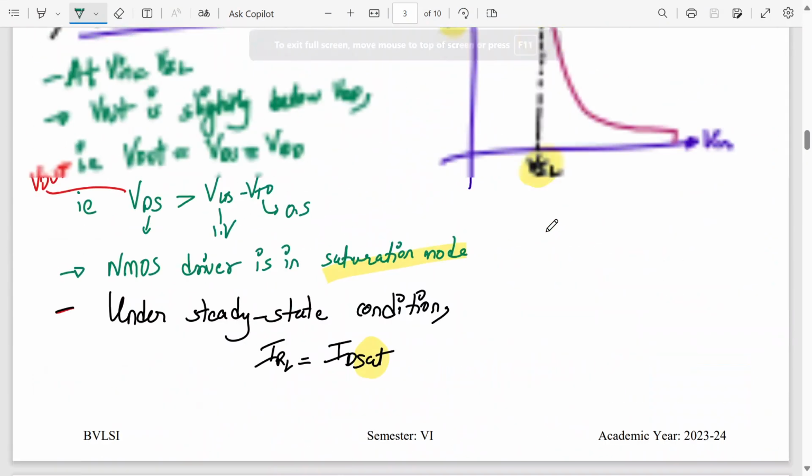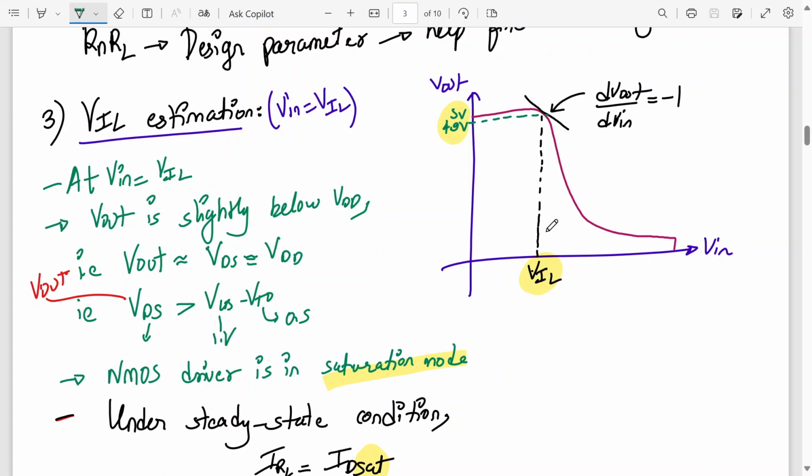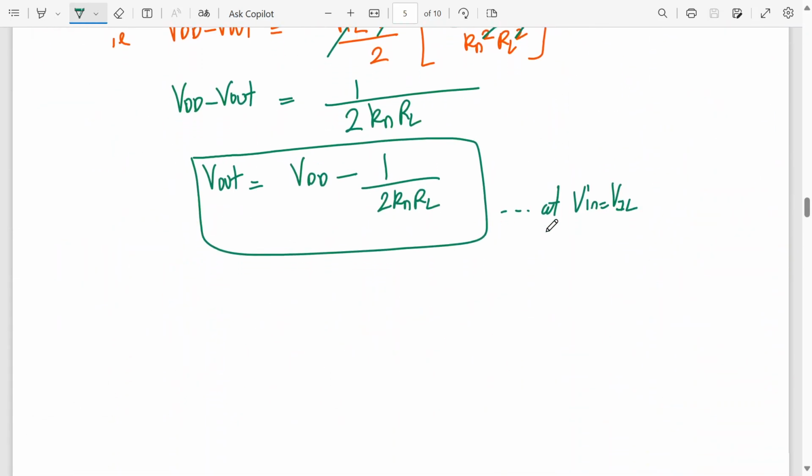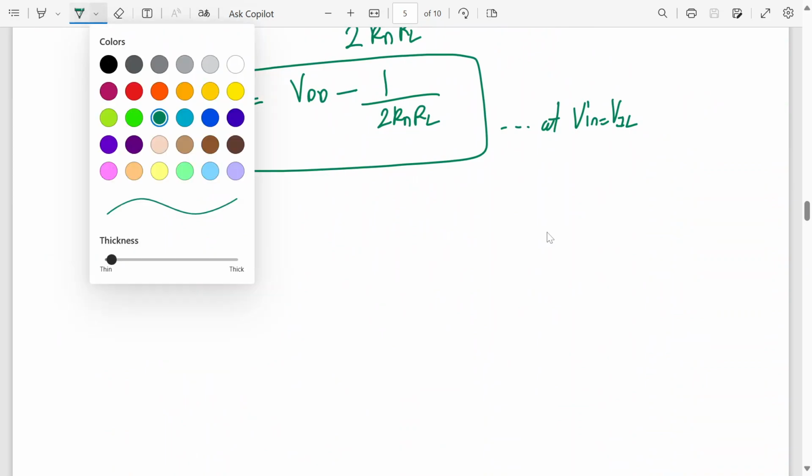The fourth one, VIH estimation. So let us start with the VIH estimation.